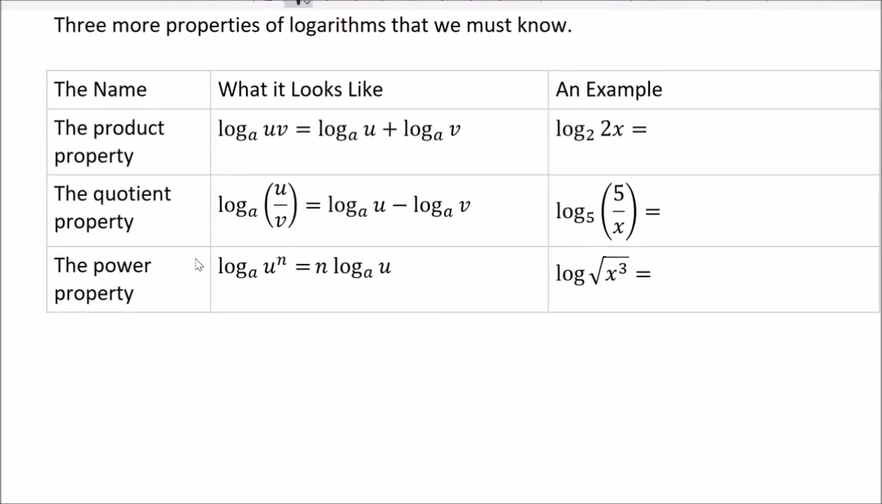All right, let's look at some properties. Okay, these come exactly from the IB formula sheet. I've used U's and V's, so the letters are a little different, the order's a little bit different, but they say the same thing.